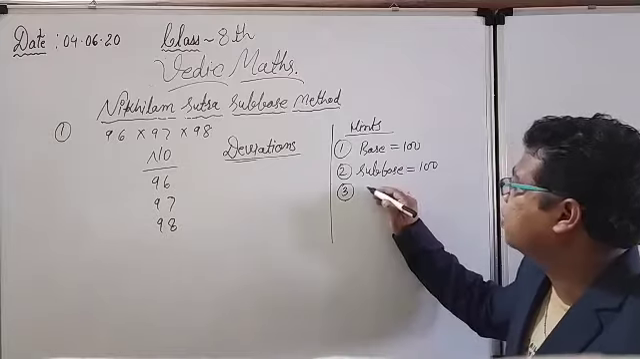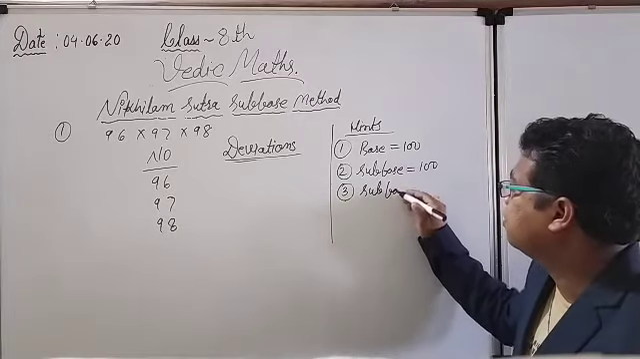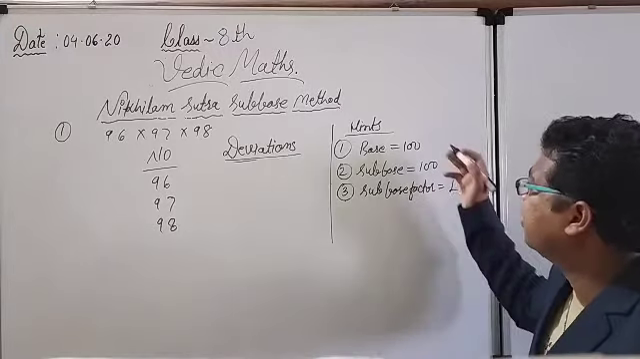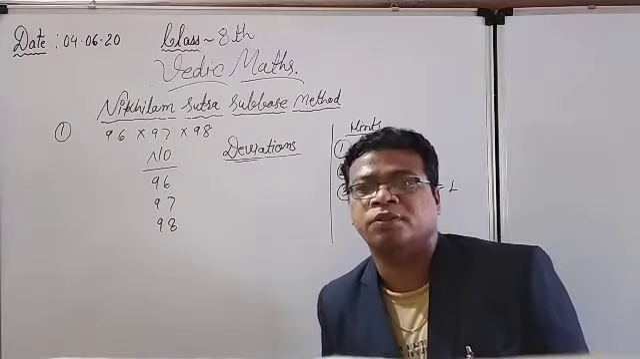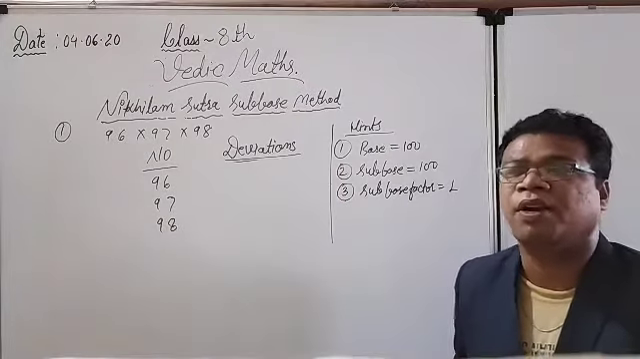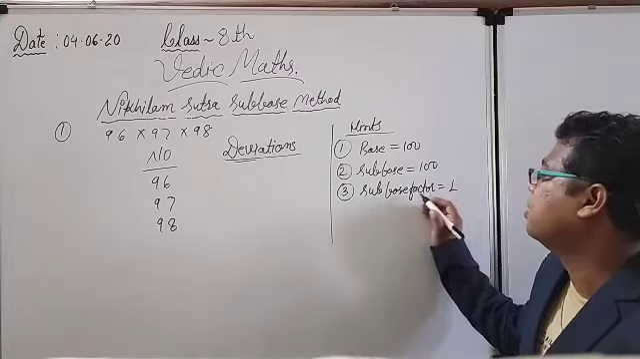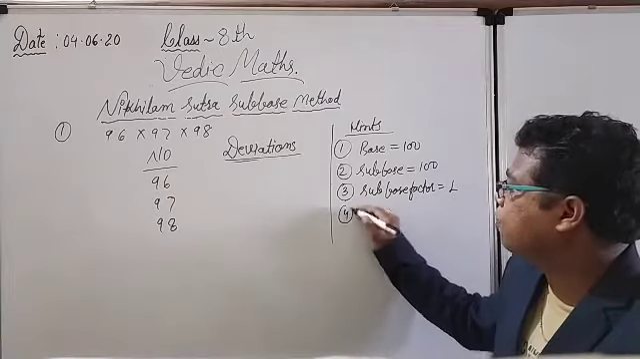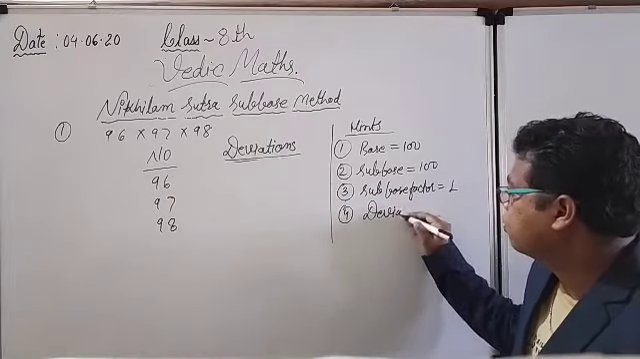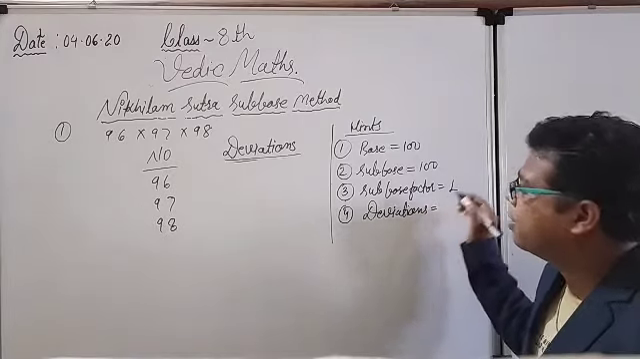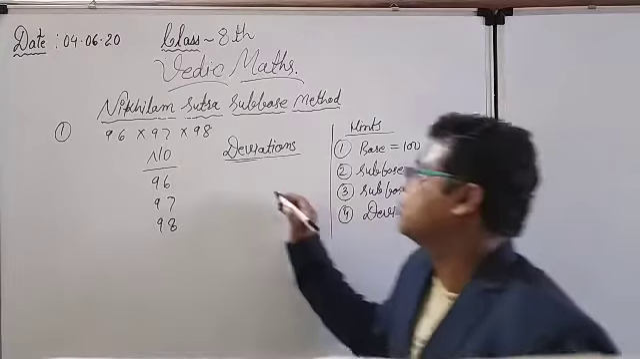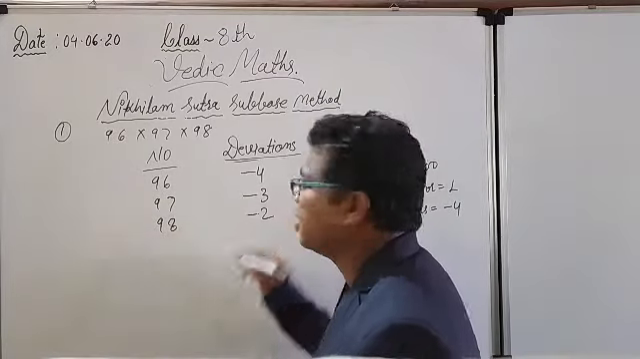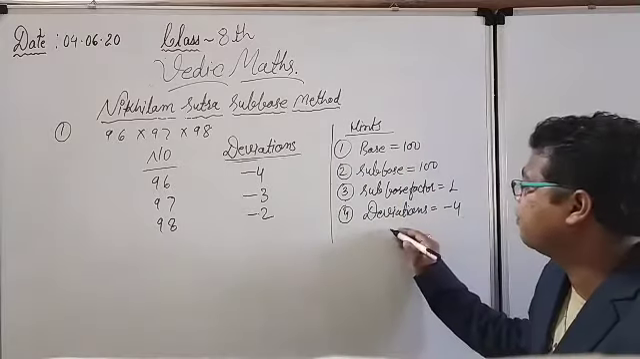Third, what is the sub base digit? Sub base factor, you can say. What will be the sub base factor here? 1. Why? Because 100 and 100 are both close to 100. So in the table of 100, how many times will 100 come? 1 time. So in that case the sub base factor should be equal to 1. And last, fourth, are the deviations. What are the deviations according to the base 100? You can see -4, because 96 is 4 less than 100, 97 is 3 less, and 98 is 2 less. All these things I have to write down here.